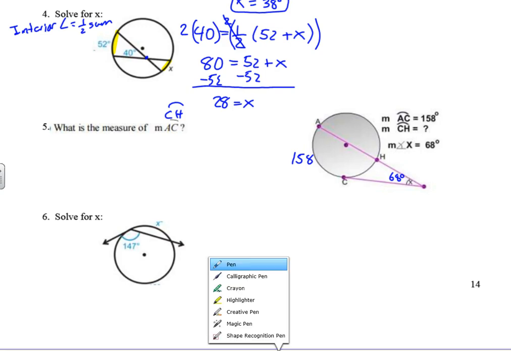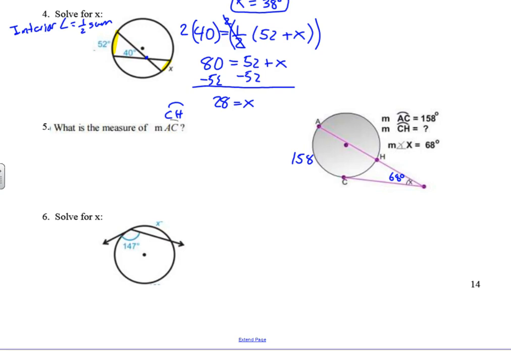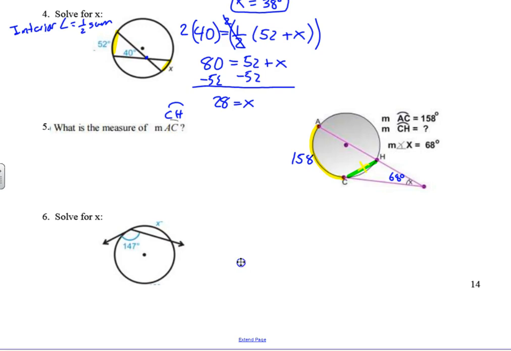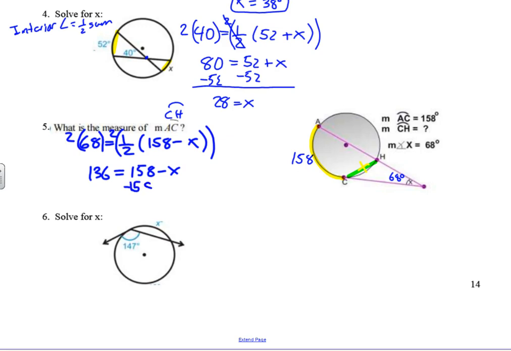When it's on the outside, it's half the difference. So this would be the one arc, and this would be the arc that we're looking for. Let's call that arc X. The exterior angle is half the difference, so 68 equals 1/2 of 158 minus X. Algebraically, we multiply both sides by 2, so we get 136 equals 158 minus X. Now we're going to subtract 158 from that.